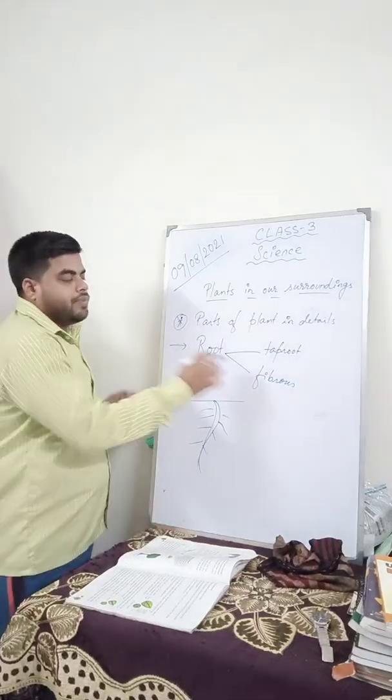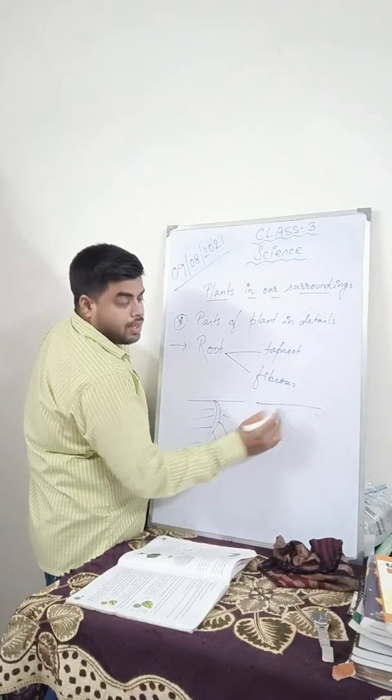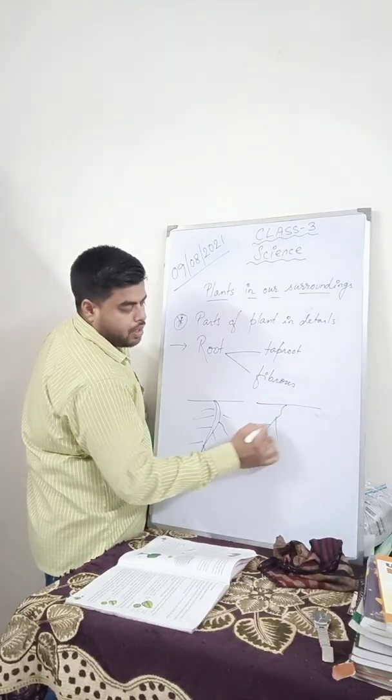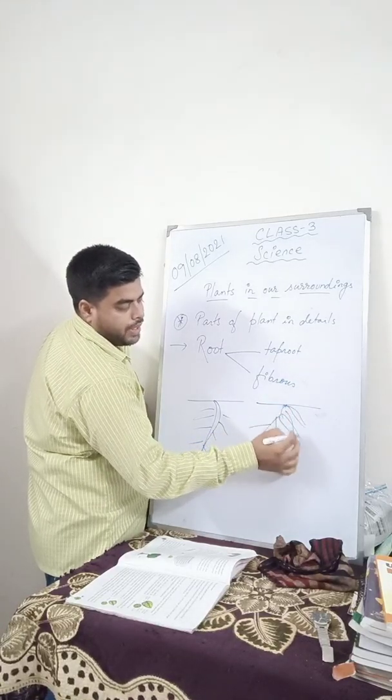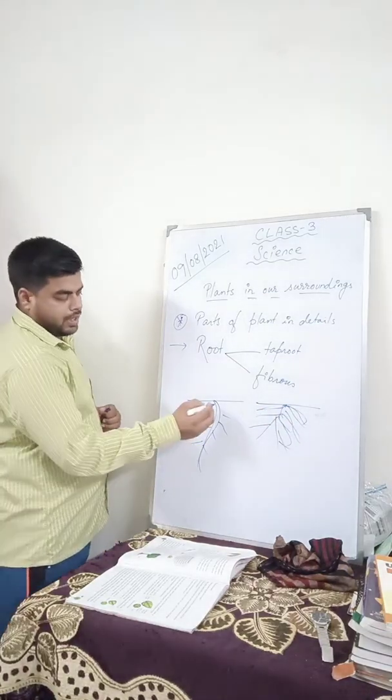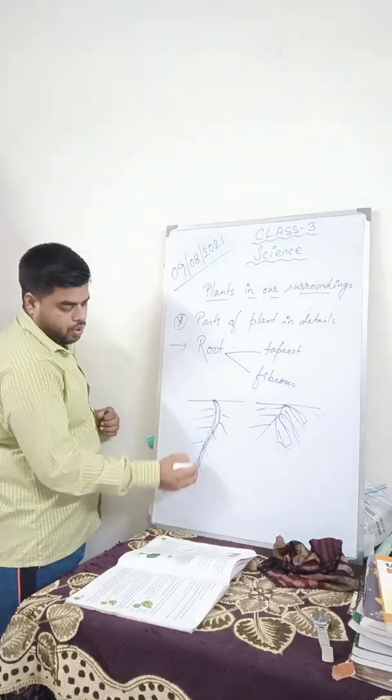But what is a fibrous root? Fibrous root is like the root of grass. The roots grow in a cluster from where they start. They don't have any main branch of the roots. But in the taproot, they have a main branch of the root.